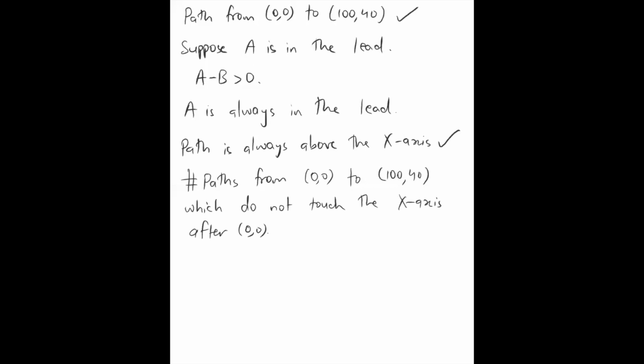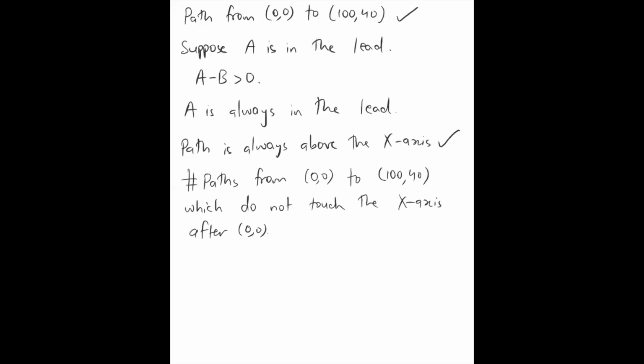Now, previously what we saw was the path did not start from 0 comma 0. When we previously counted paths that did not touch the x-axis, when we first introduced the reflection principle, we were not looking at a path that started from 0 comma 0. We were looking at a path that started from 1 comma 1. And if you go back and see, that actually played a huge role in simplifying matters.